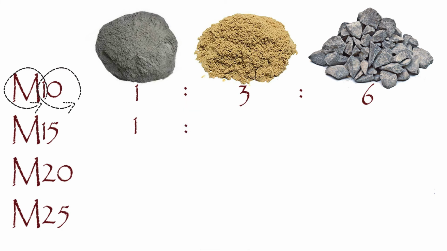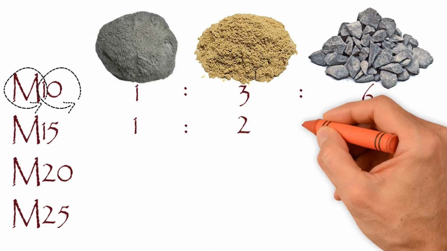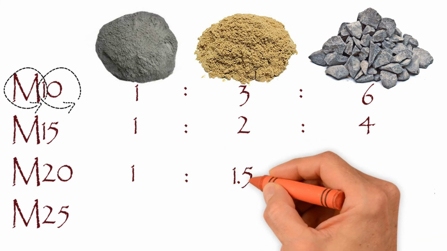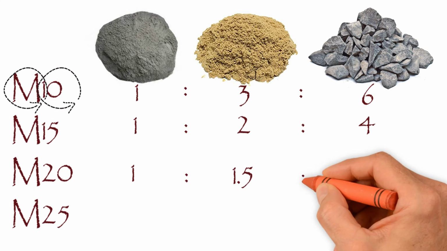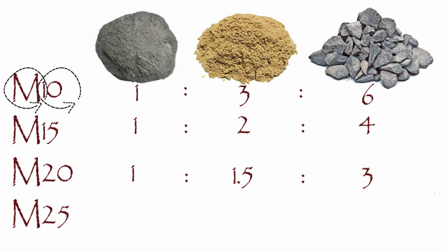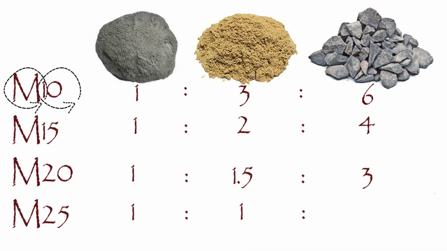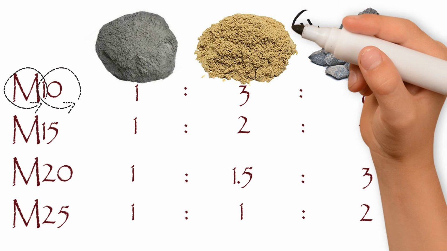For M15, the ratio is 1:2:4. M20 should be 1:1.5:3. And the last one, M25, will be 1:1:2. Hope this is all clear to you guys.